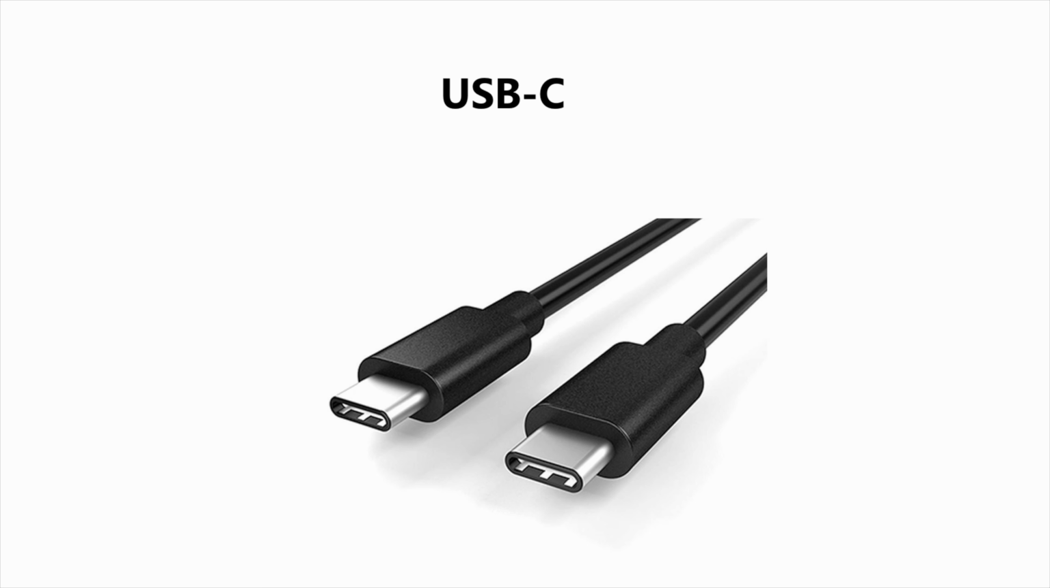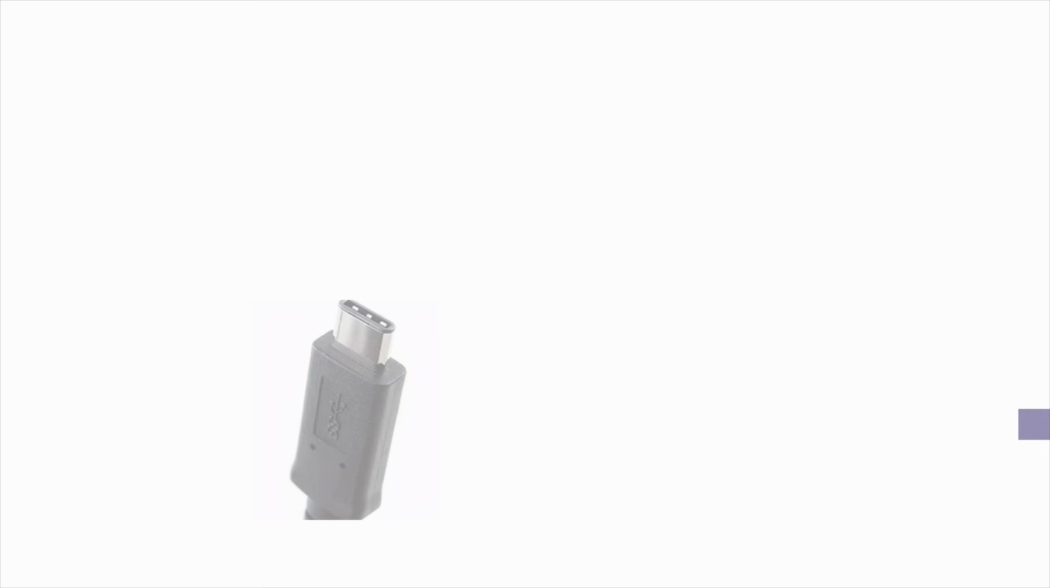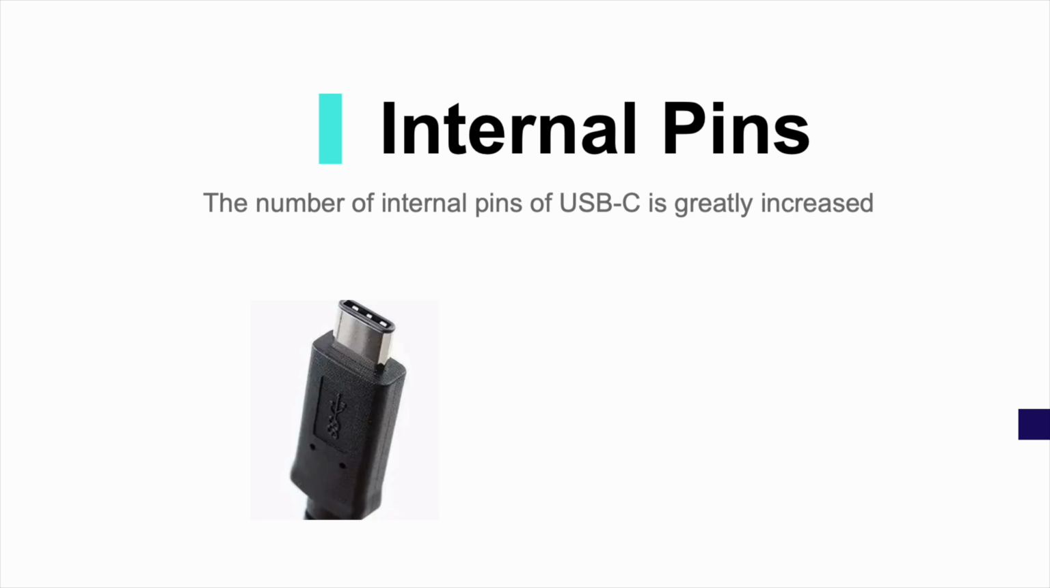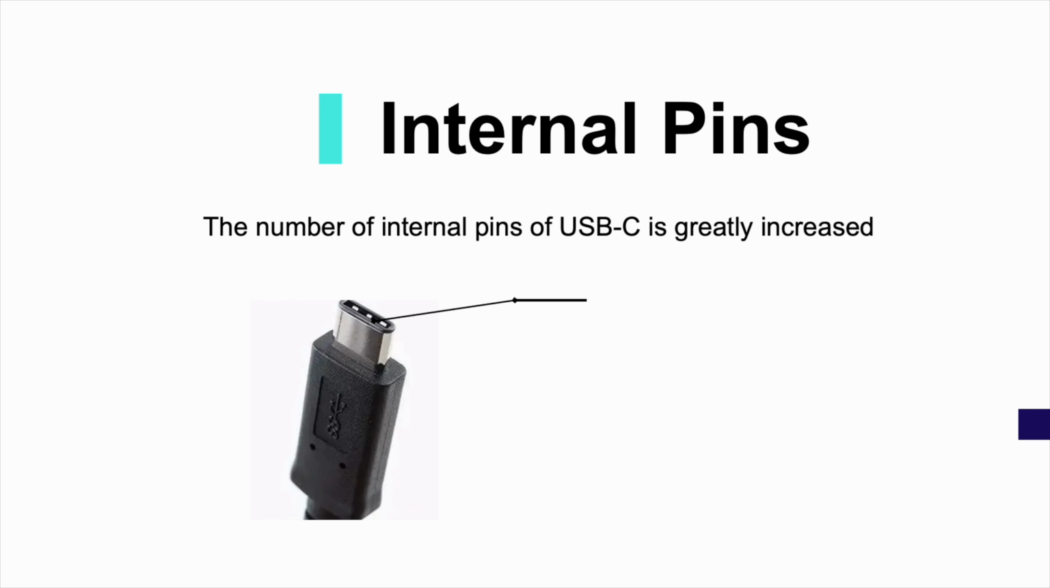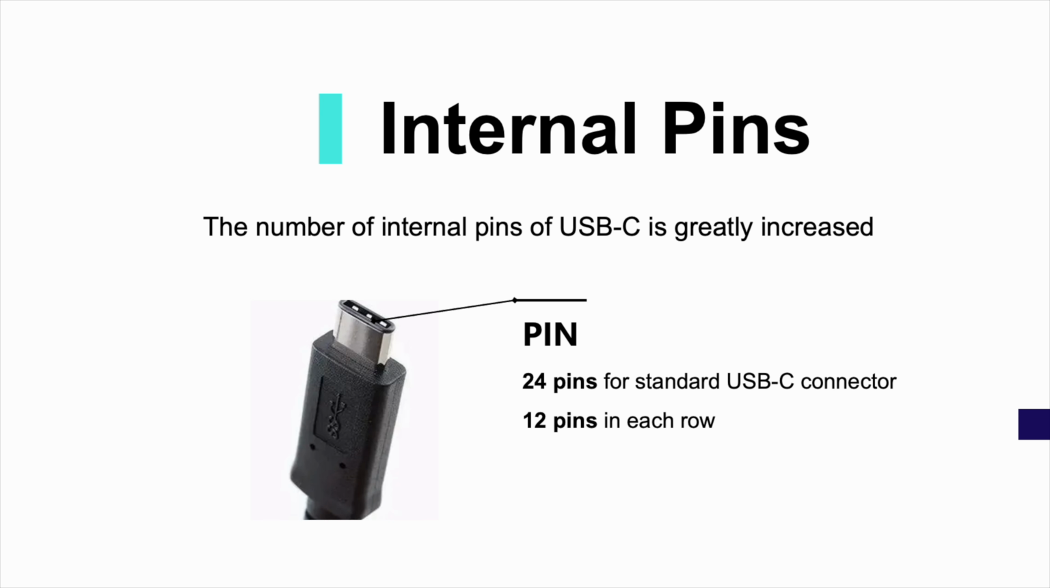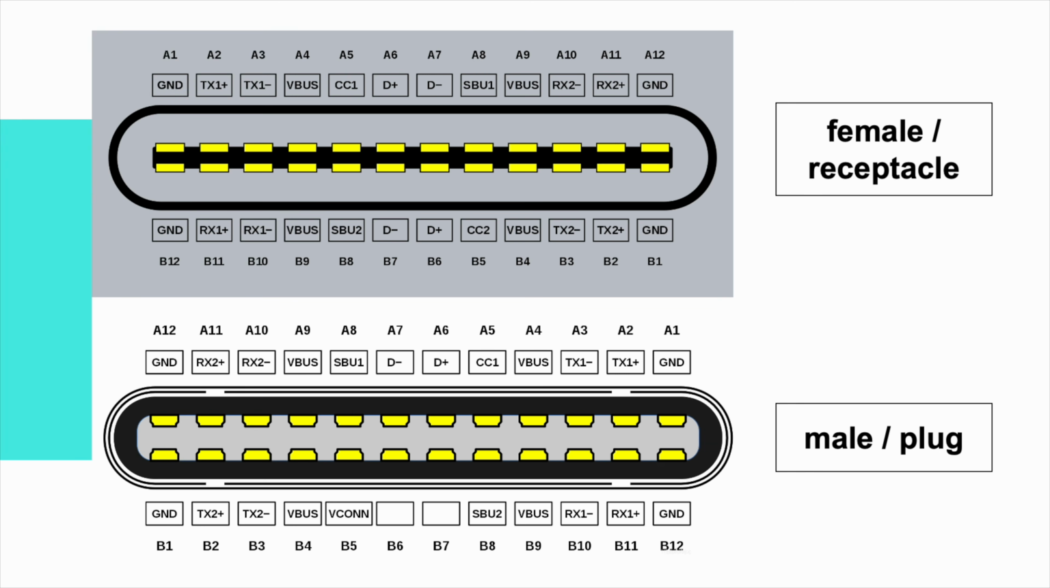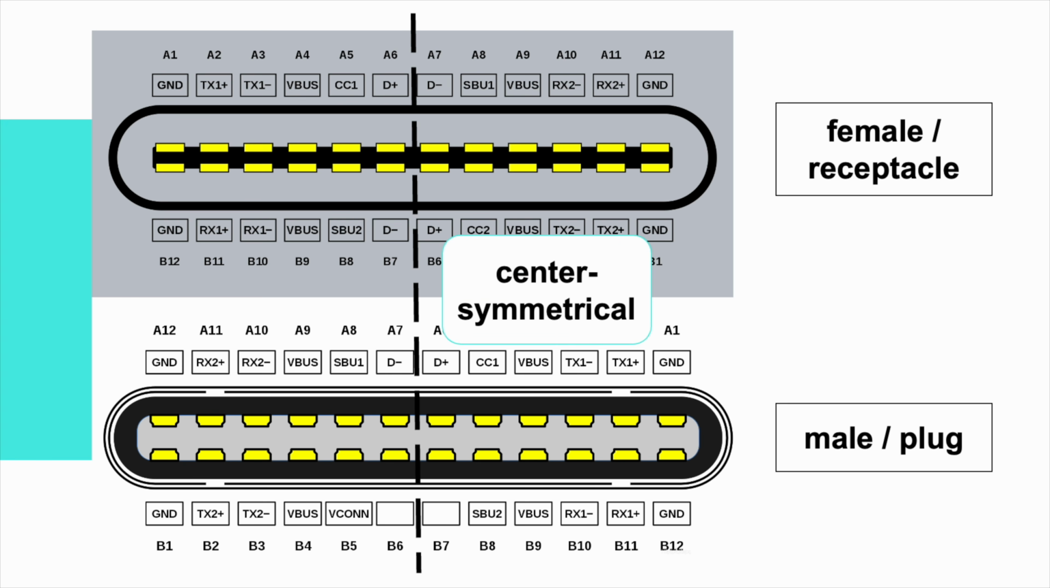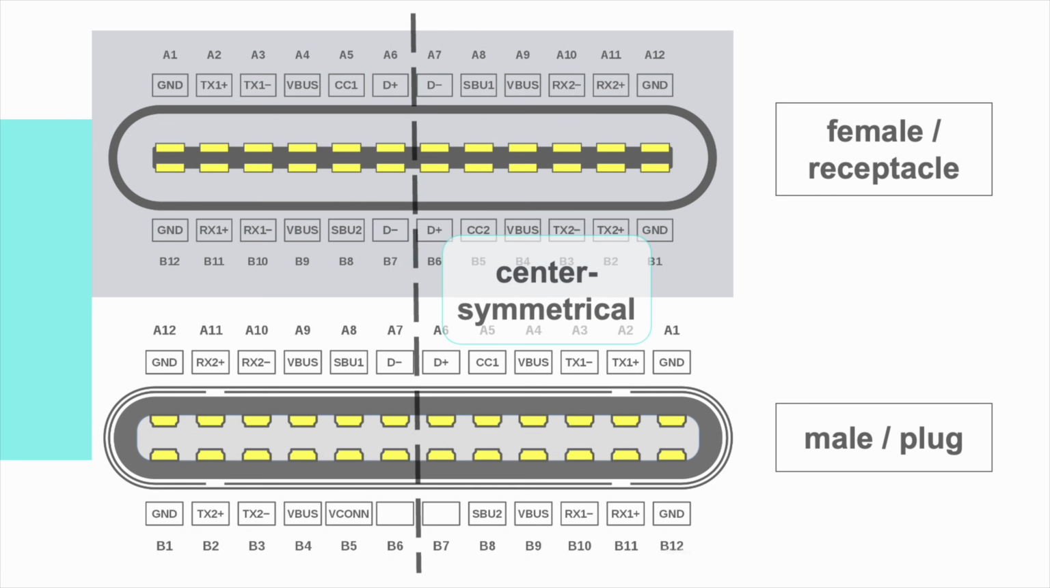Compared with USB-A and USB-B, the biggest difference of USB-C is that the number of internal pins is greatly increased. For standard USB-C connector, it has 24 pins in total, 12 pins in each row. And it can be divided into male and female, or plug or receptacle. Since the internal pins of the USB-C connector are center symmetrical, it doesn't matter if it's plugged directly or reversed. Those pins can be matched and work normally. That's another critical feature that differs from USB-A and USB-B.